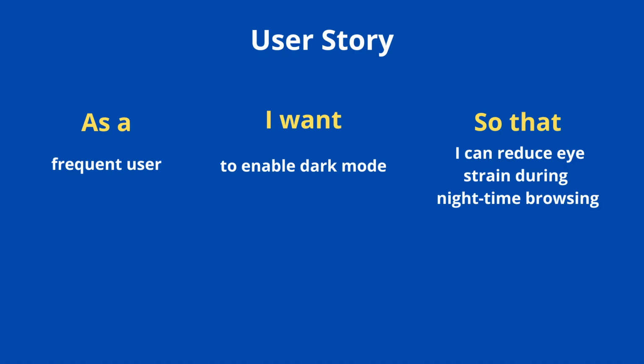Now let's look at some examples of good and bad user stories so that you can see the difference. As a frequent user, I want to enable dark mode so I can reduce eye strain during nighttime browsing. Good one because it clearly answers who the user is, what they want, and why they want that.